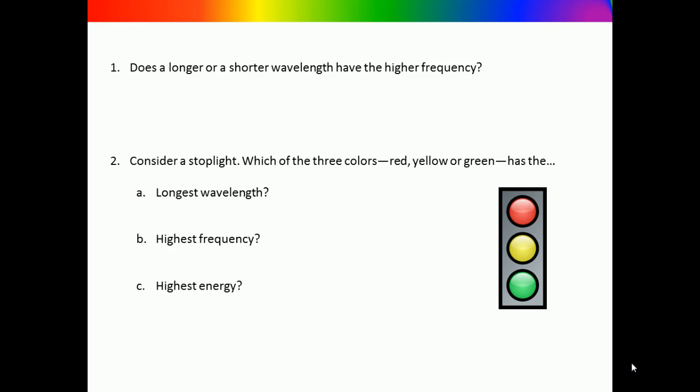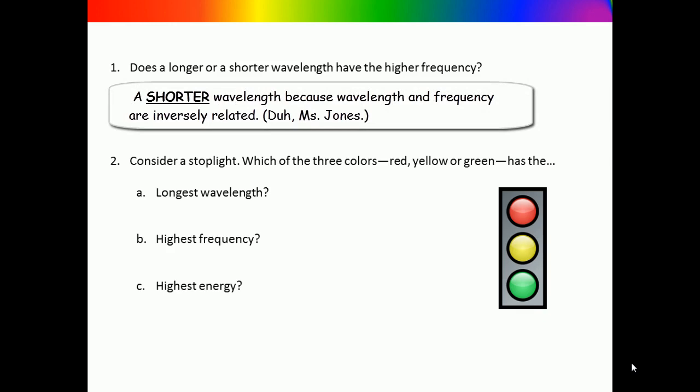The answer to number 1 is a longer wavelength because the wavelength and frequency are inversely related. That is, as one increases, the other decreases. The answer to 2A is red. Remember, the colors in order of longest wavelength to shortest wavelength are red, orange, yellow, green, blue, indigo, and violet. The answer to 2B is green because green light has the shortest wavelength and therefore the highest frequency. The answer to 2C is green because green light has the shortest wavelength and therefore the most amount of energy.